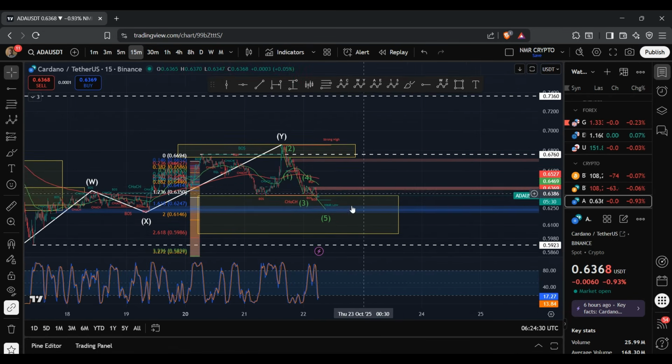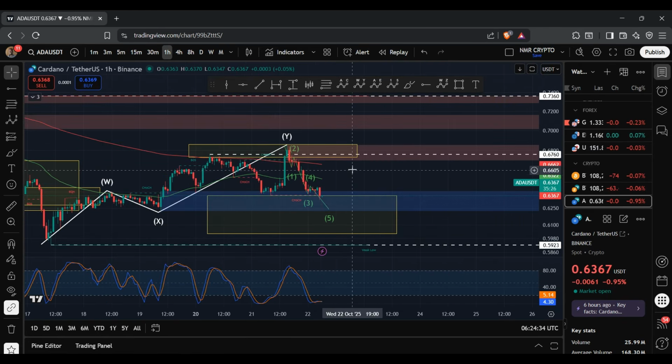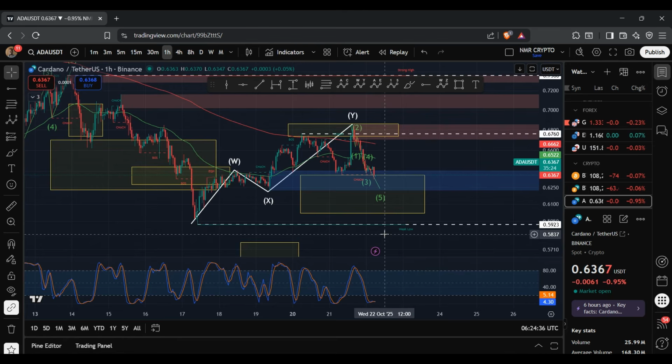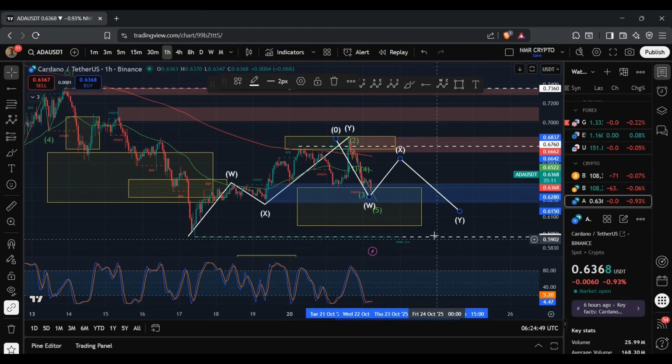And looking at the hourly chart, we are within the oversold conditions. So I'm looking for the bulls to regain momentum and potentially drive the price of ADA up, potentially towards the 50 EMA or the 200 EMA, and then we could get rejected. And if that's the case, then what we could have forming is the WXY structure like so.